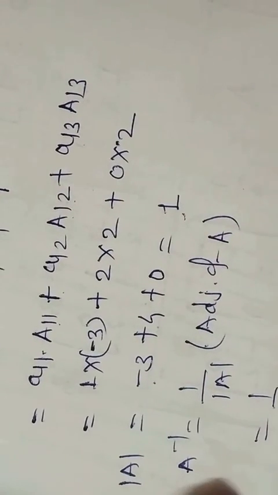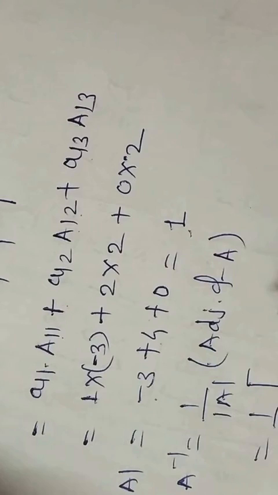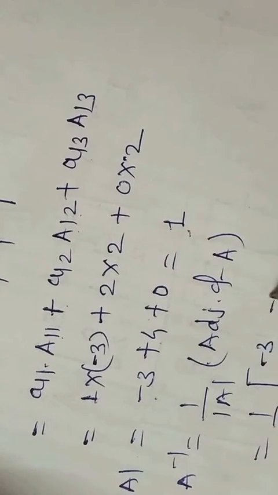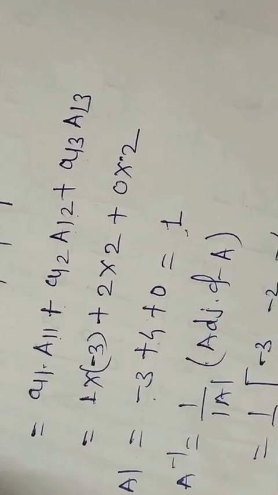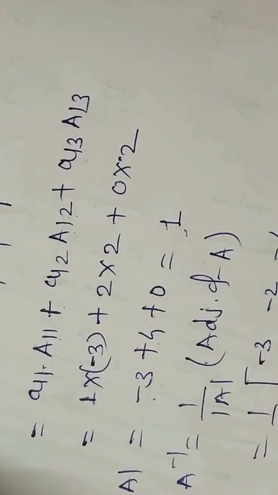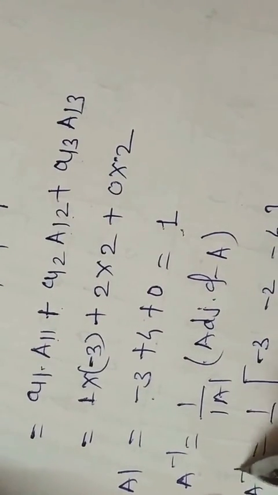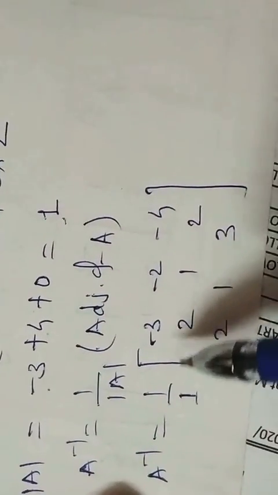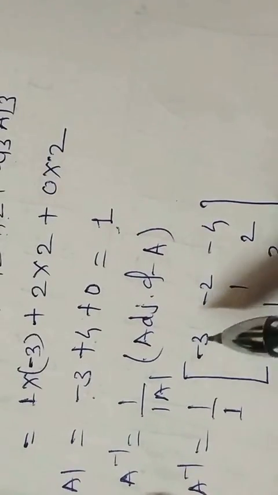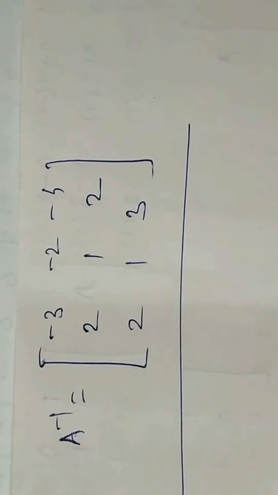Now the adjoint of A, we must know the values: minus 3, minus 2, minus 4; 2, 1, 2; 2, 1, 3. So this is your A inverse. A inverse is equal to the matrix minus 3, minus 2, minus 4; 2, 1, 2; and 2, 1, 3. This is the inverse.